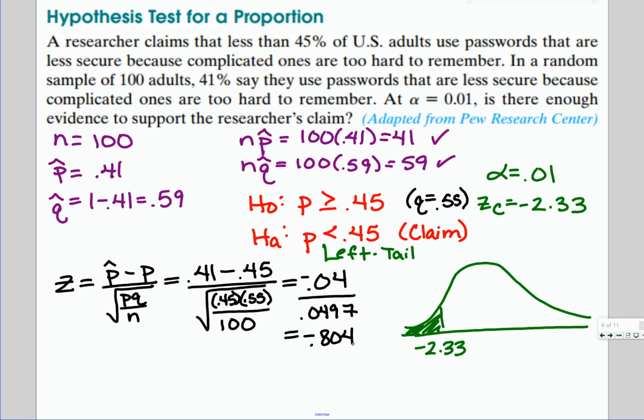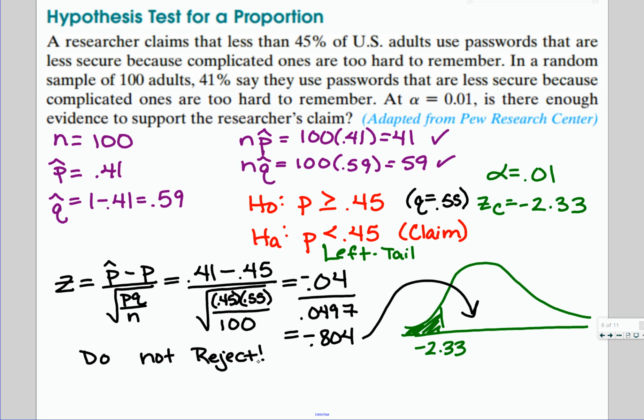That's my Z-score. Okay, so is it in the rejection region? Nope. Okay, so do we reject or not reject? Do not reject. Okay, so then we summarize same as before.